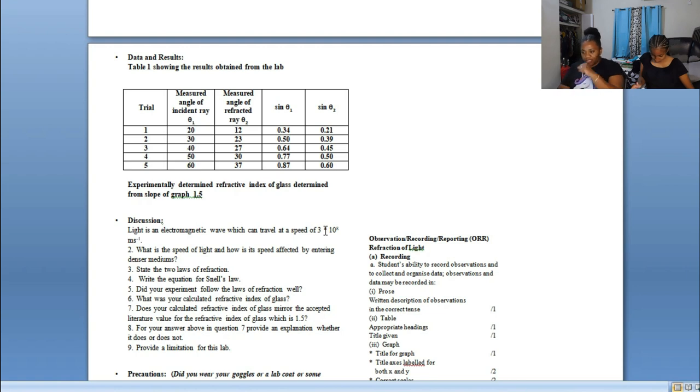Right? See, light is an electromagnetic wave which can travel at a speed of blah blah blah.